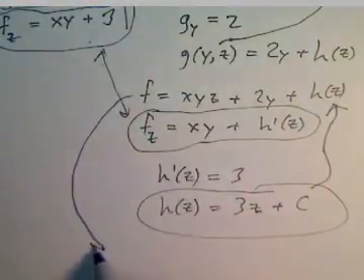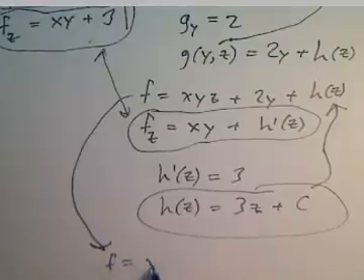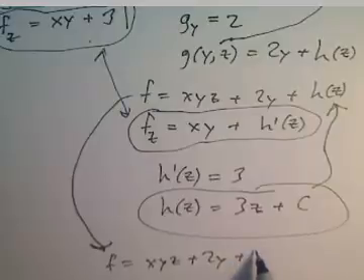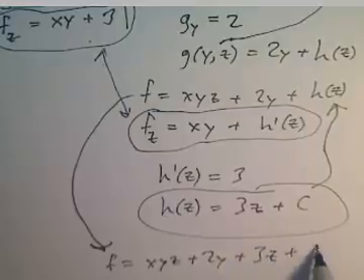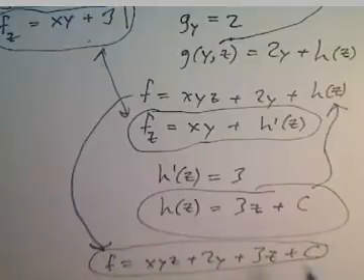So finally my f is going to be xyz plus 2y plus 3z plus c. And that's our final answer.